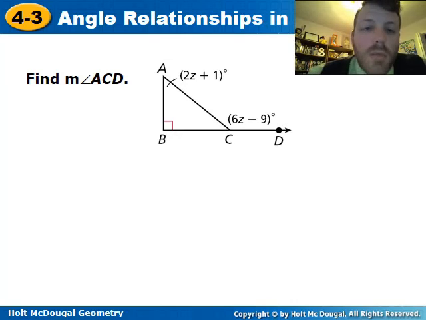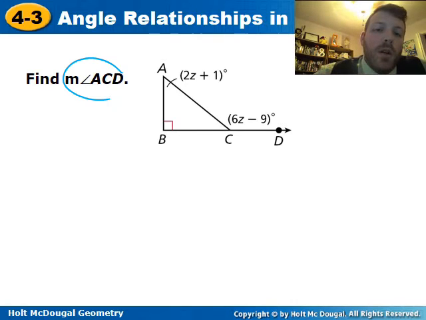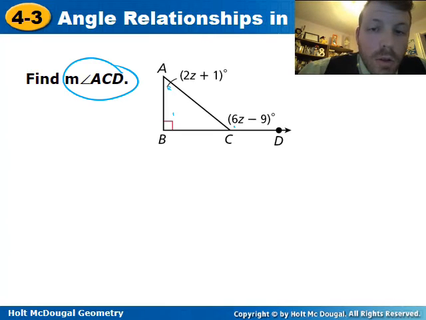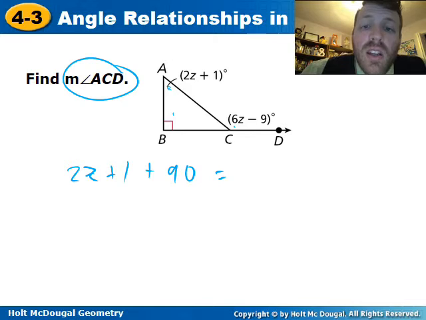Okay, so we're going to do the same thing. We're going to find the measurement of angle ACD, which is this angle right here. To do that, I have to add the two remote interior angles. Again, those are the angles that are not beside the exterior angle. I'm going to add those two, and I'm going to set them equal to the outside one. So what I have is 2z plus 1 plus 90 equals 6z minus 9.